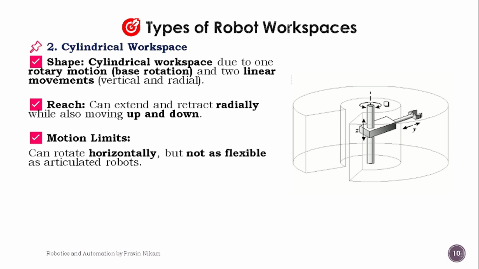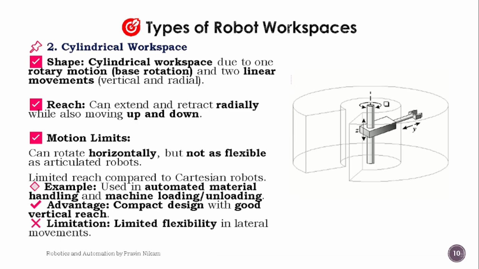Motion limits: can rotate horizontally but not as flexible as articulated robots. Limited reach compared to Cartesian robots. Example used in automated material handling and machine loading and unloading. Advantage is a compact design with good vertical reach, and limitation is limited flexibility in lateral movements.